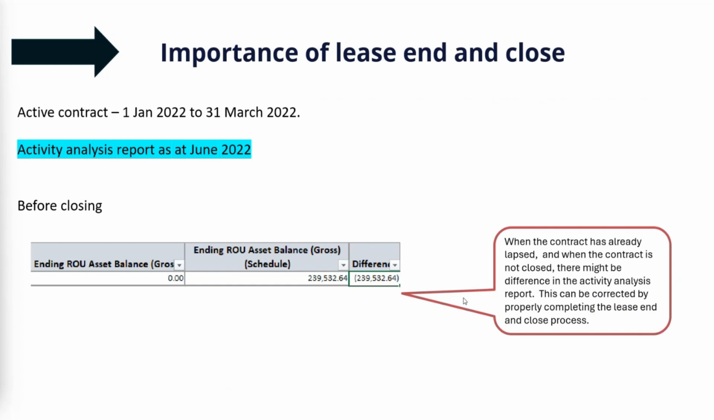Now, on to the importance of lease end and close. If the validity of the contract have lapsed, and if the contract is not closed, the reports will be affected. So if we take a look at the activity analysis report, we can see the difference between the GBV as per the report and GBV as per the all column schedule, and there will be a difference. This can be avoided or corrected only when the contracts are closed.